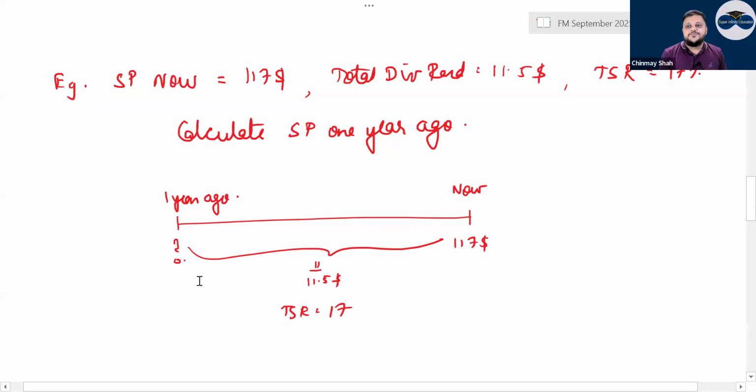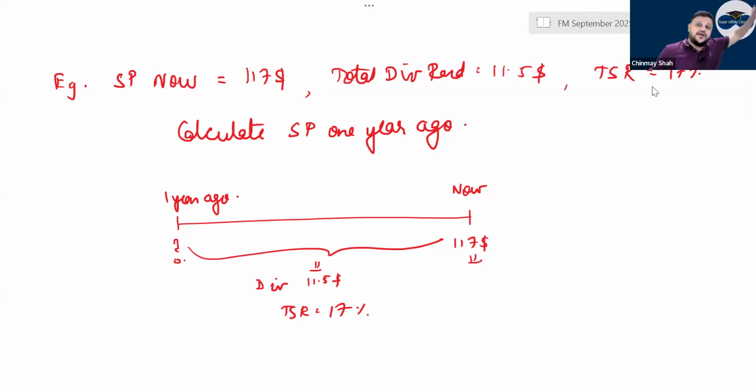117, right? What do you have to find in the formula now? Beginning. TSR is given to you. Tell me, 17%, right? The dividend is given to you. Share price, this 117, will you take share price at the end or share price at the beginning when it says find share price 1 year ago? Think about it. Share price at the end you have to find. No, share price at the beginning we have to find, and share price at the end is given. Okay. So what do you say? What is this? Tell me.